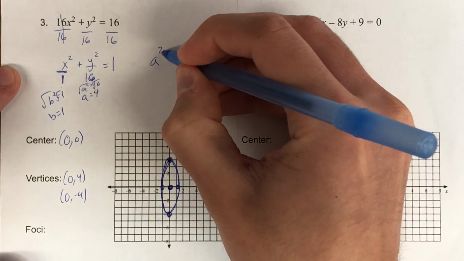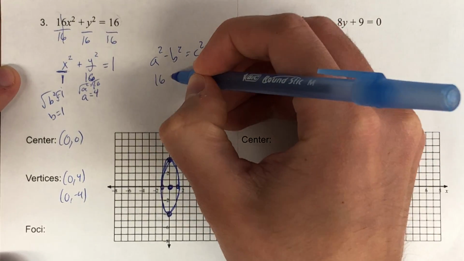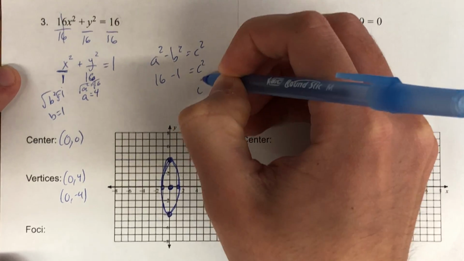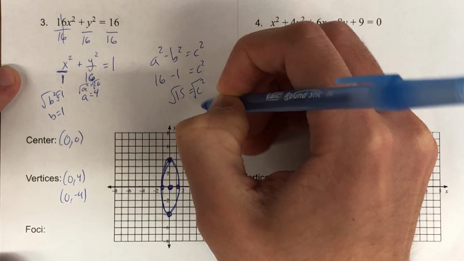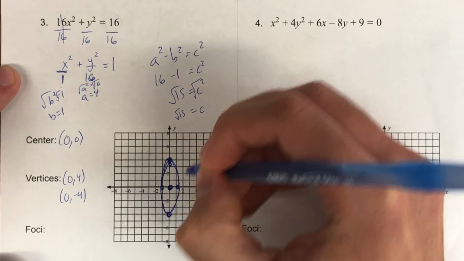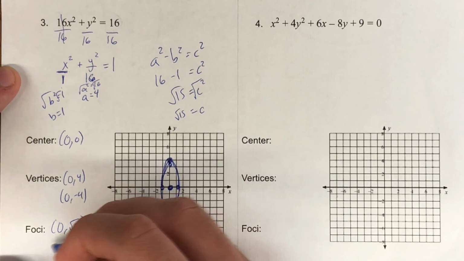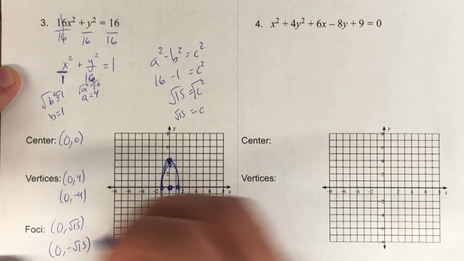To find the foci, we do a squared minus b squared equals c squared, where a squared is 16, b squared is 1, so c squared is 15, or c is root 15, which is going to be very, very close to 4. So our foci will be right up there at (0, root 15) and (0, negative root 15).